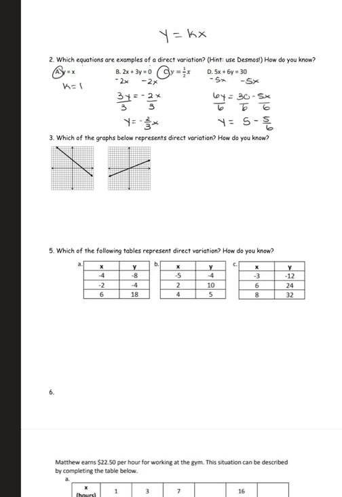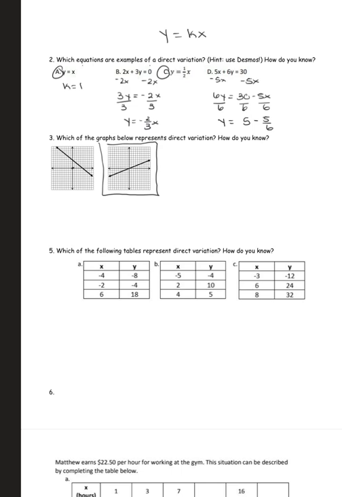Number 3 says, which of the graphs below represent a direct variation? All right, so remember, direct variations always have a y-intercept of 0, so the graph will intercept the origin. We can clearly see that graph 1 does not intercept my origin. So remember, my origin is here where my x-axis and my y-axis meet. So we can see that graph 2 intercepts the origin, and it has a positive slope, so it is increasing from left to right. The first graph is also decreasing from left to right.